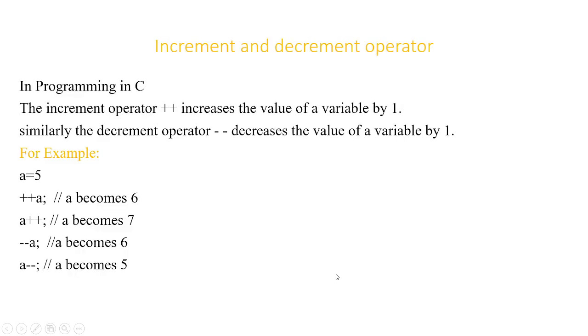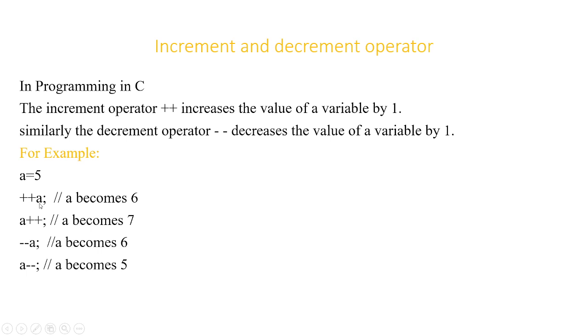Now let us move to the increment and decrement operators. The double plus symbol is used as the increment operator and double minus is used as the decrement operator. See here, an example we have presented. Say for example, a is equal to 5. The increment operator can be placed before an operand. As we said, increment and decrement are unary operators, and that is the reason why we are using only one operand, that is a.